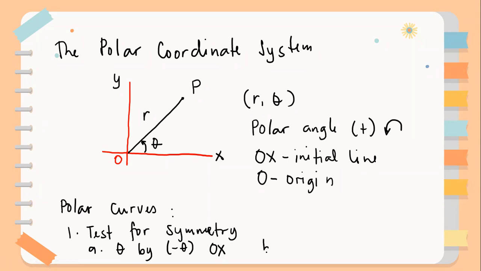Letter B, replace theta by pi minus theta. If the equation is unchanged, then the curve is symmetric with respect to OY.